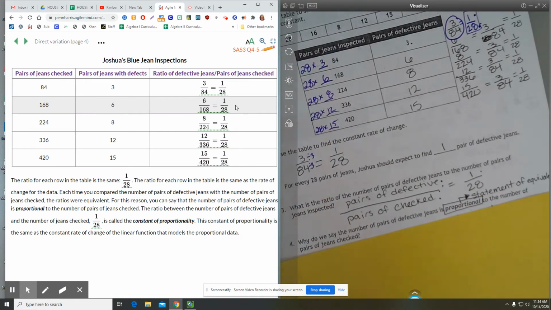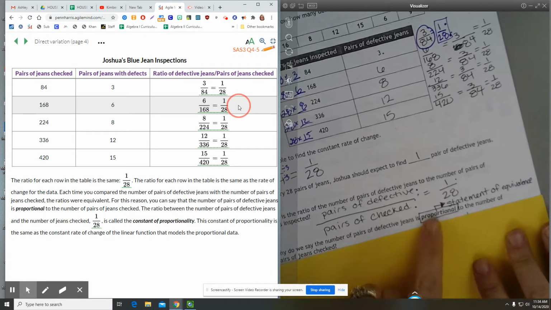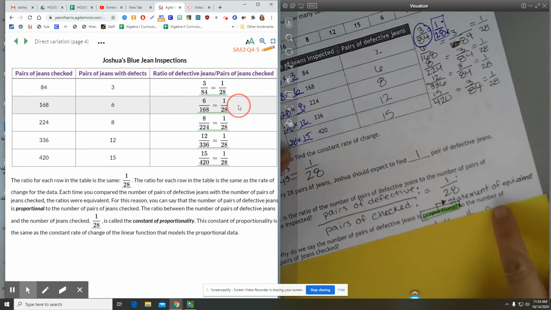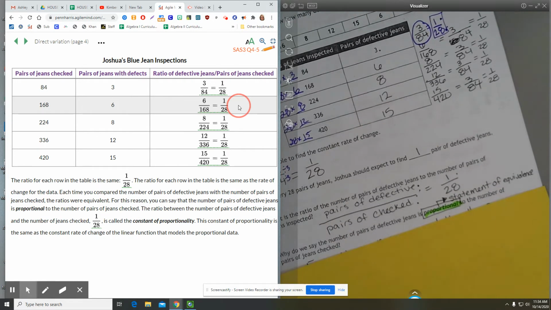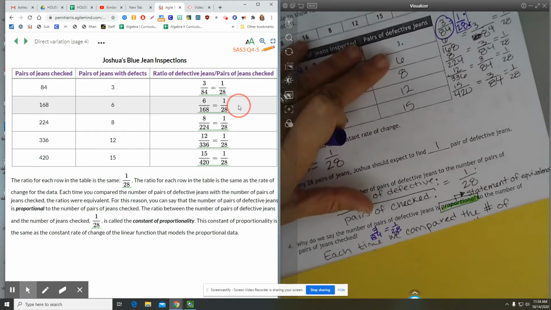Okay, they want to know why we say the number of pairs of defective genes is proportional to the number of pairs of genes checked. Well, the first thing, guys, we need to know what the word proportional means. Proportional means it's a statement of equivalence, meaning all that means here, guys, is that 3 over 84 equals 1 over 28, and it works every single time in this problem, okay?